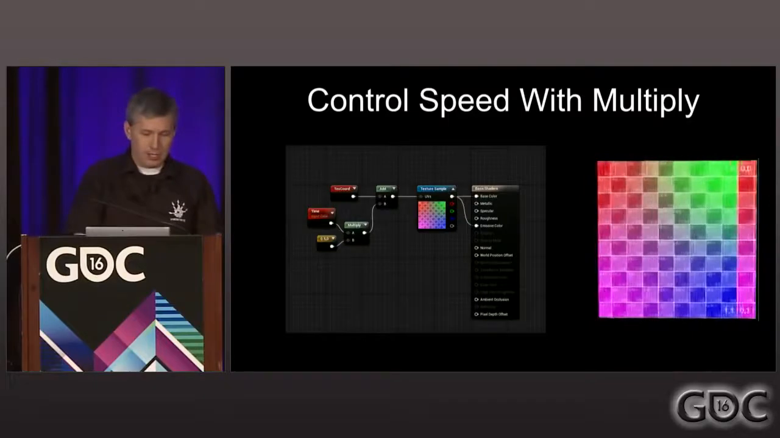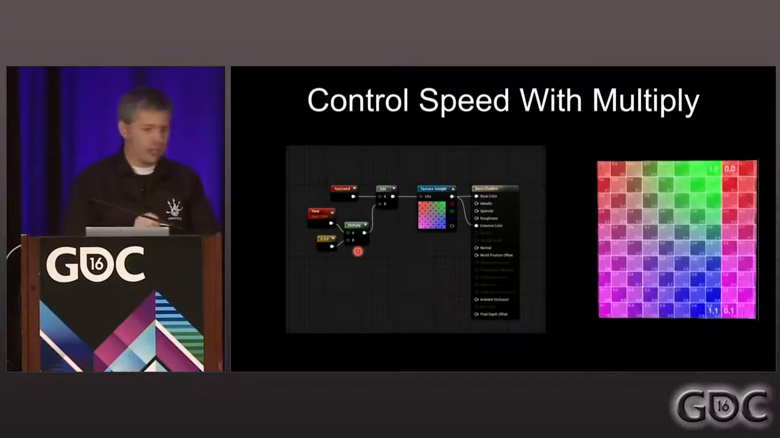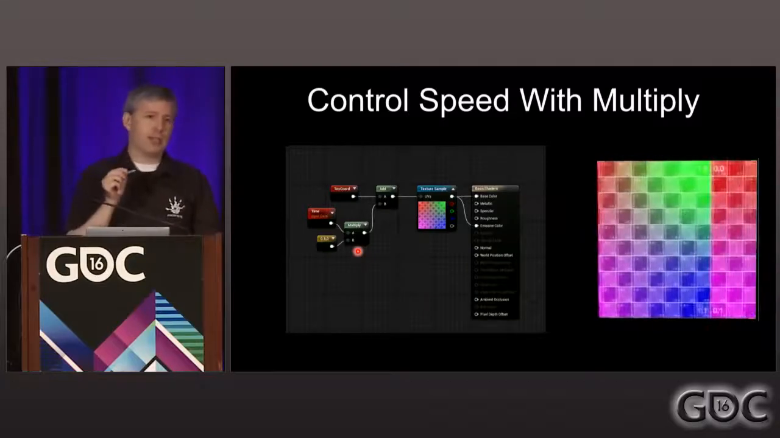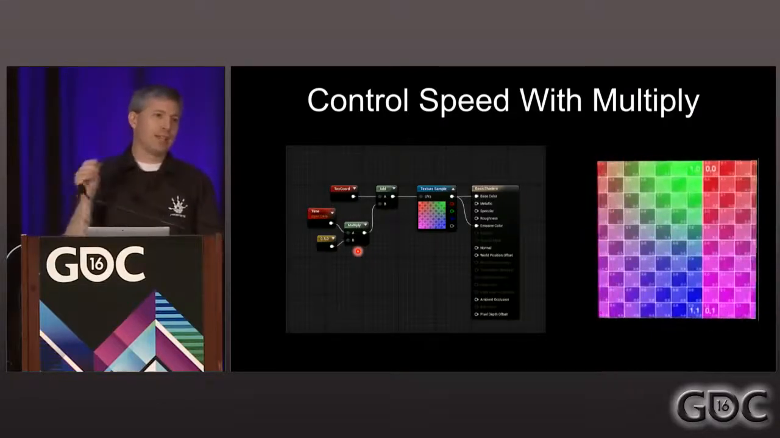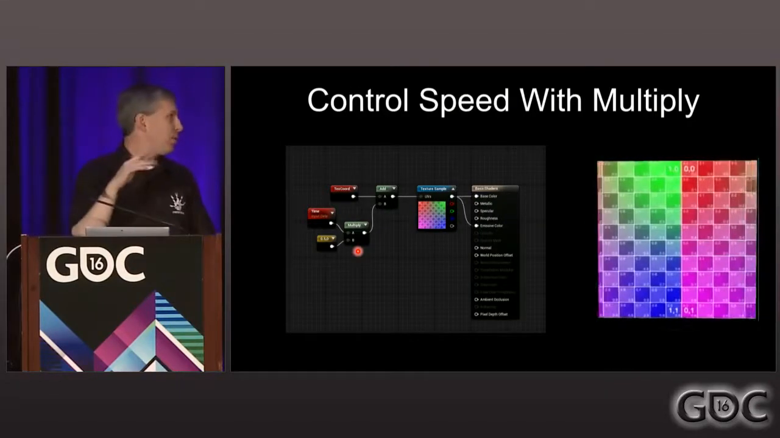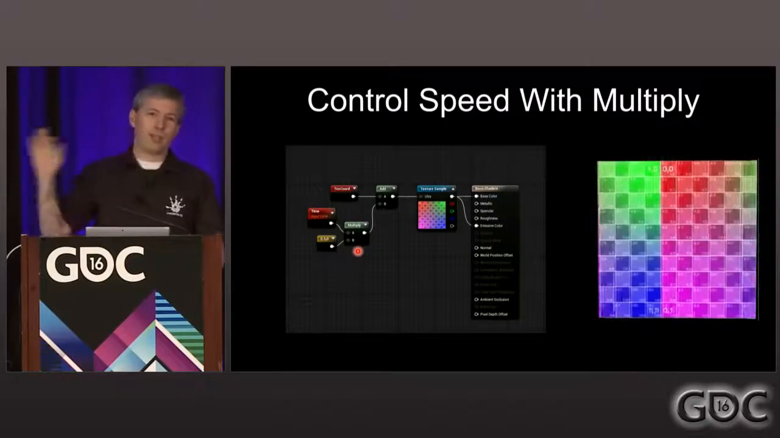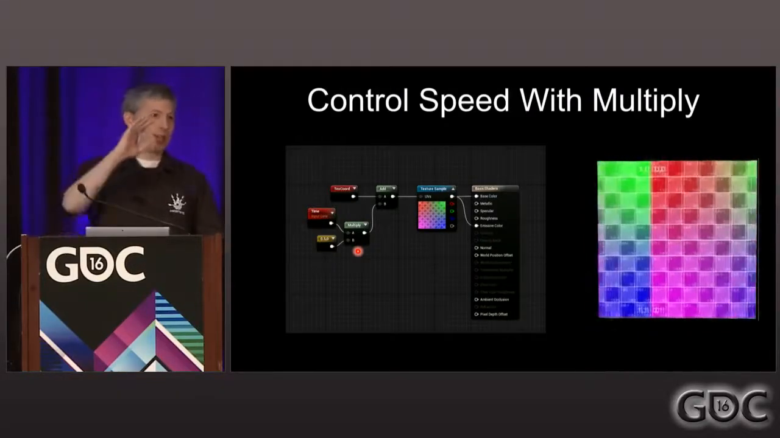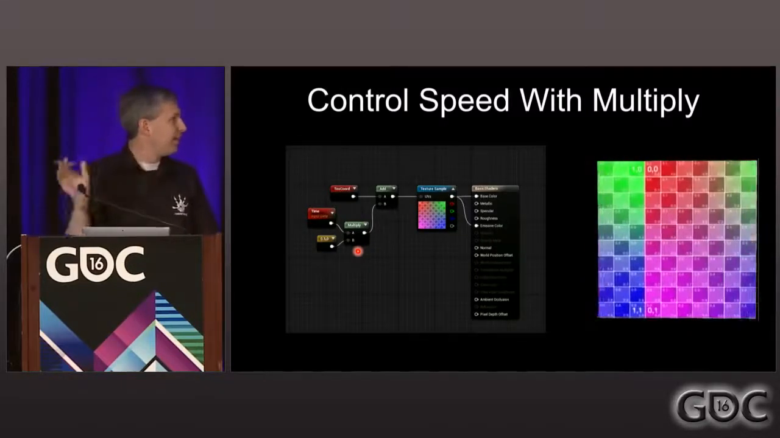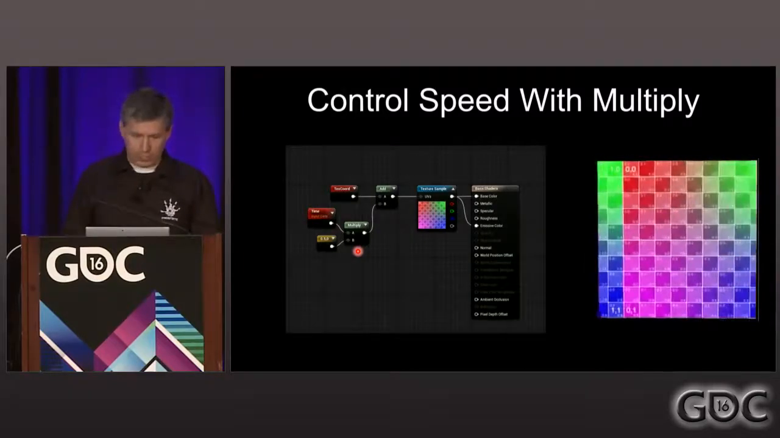What we're doing here is multiplying time by a constant value, and that slows it down. It was scrolling diagonally before, but now I've multiplied time by 0 in the y and 0.5 in the x. So in the x coordinate, I'm scrolling at half speed, and in the y coordinate, I'm not scrolling at all. So I get the nice scrolling in one direction.